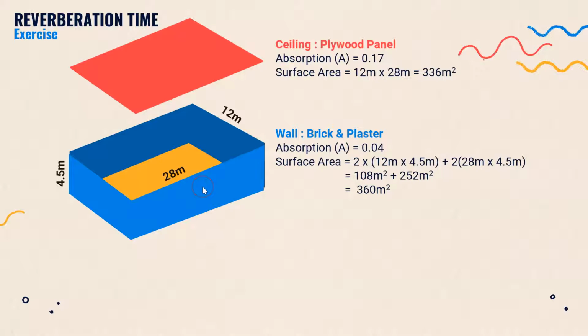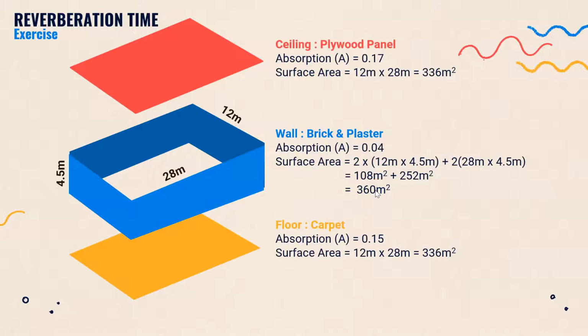There's 4 faces of walls. So this and this is the same, this one and this one is the same, so we will multiply by 2. Now 2 times 12 times 4.5, and then we have to add 2 walls times 28 times 4.5. So here are the numbers. And then this is the absorption coefficient, okay, 0.04.